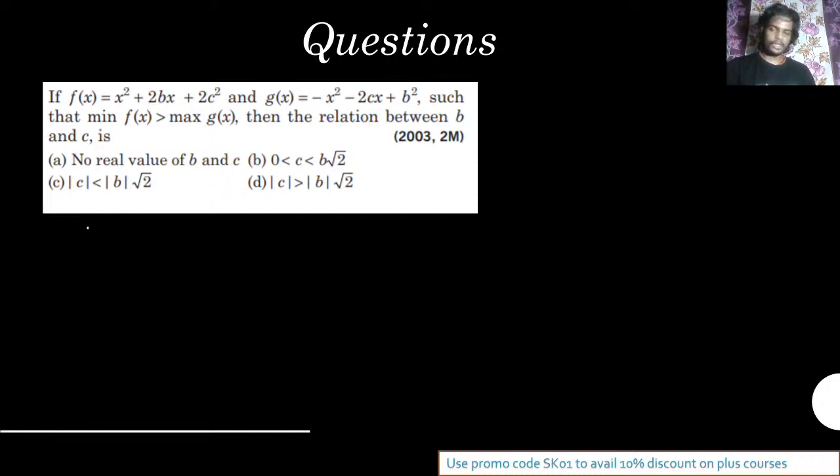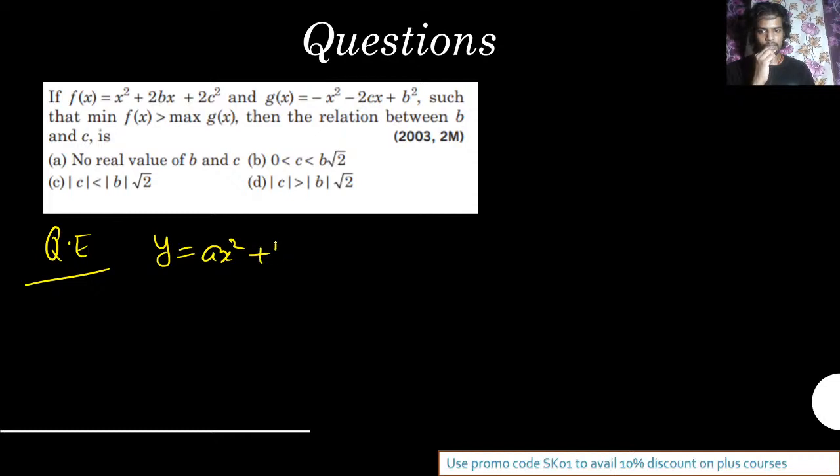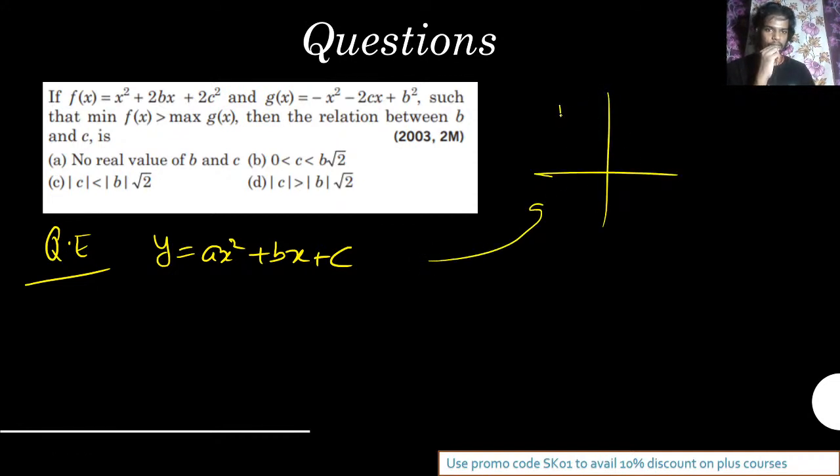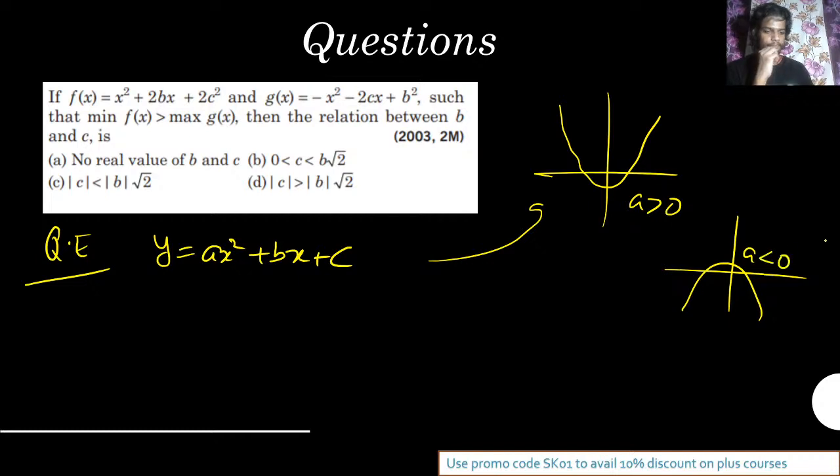So first we have to understand something about quadratic equations. A quadratic equation is generally of the form y equals ax square plus bx plus c. This is a general quadratic equation, and this can take two graphs. If a is positive, the graph looks something like this. If a is negative, the graph looks something like this. Now understand that if a is positive, the graph opens upward, so it has only a minima. And if a is less than 0, it has only a maxima. So when a is positive, only a minima exists. When a is negative, only a maxima exists.